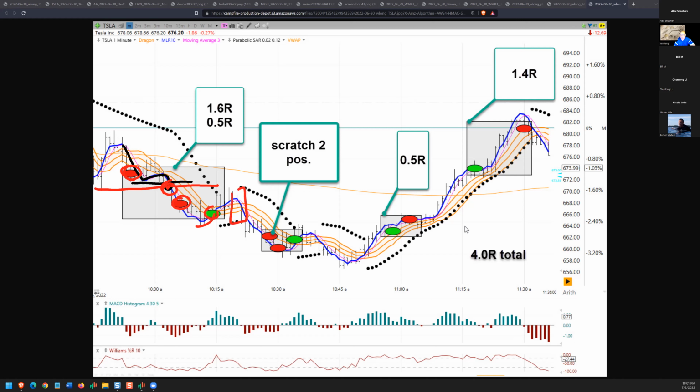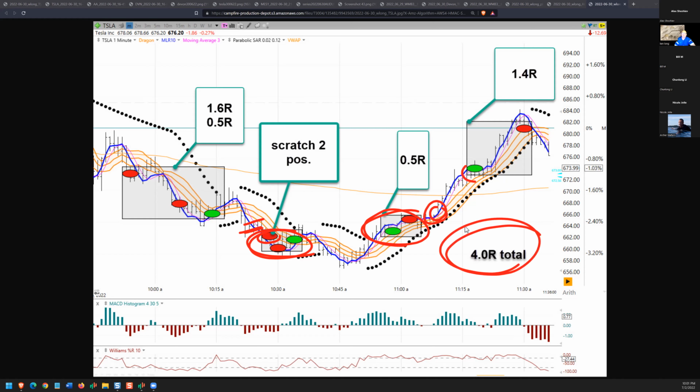PSAR flip should be short here. That's a good second position. Once again, notice that this little price action here didn't even make the RL10 budge. So he gets short, ends up scratching, false start. This is the reentry. I think we already saw this one before. Yep, that was the first one.